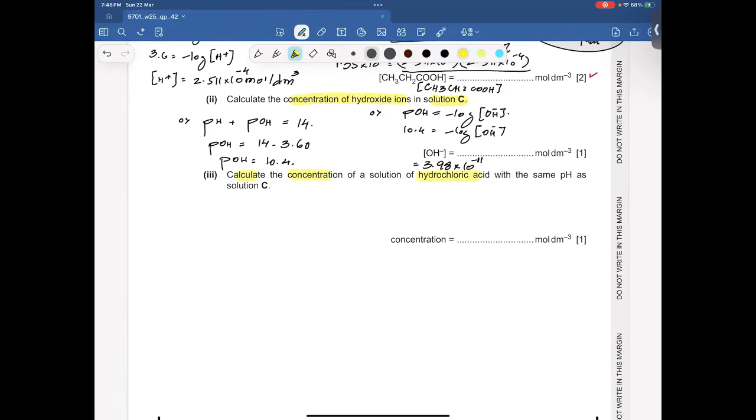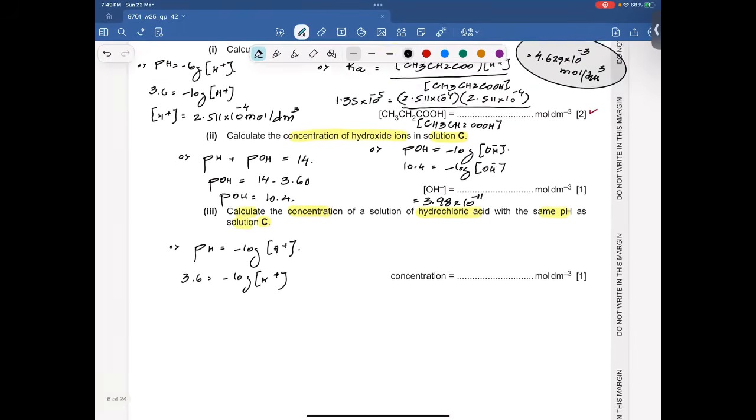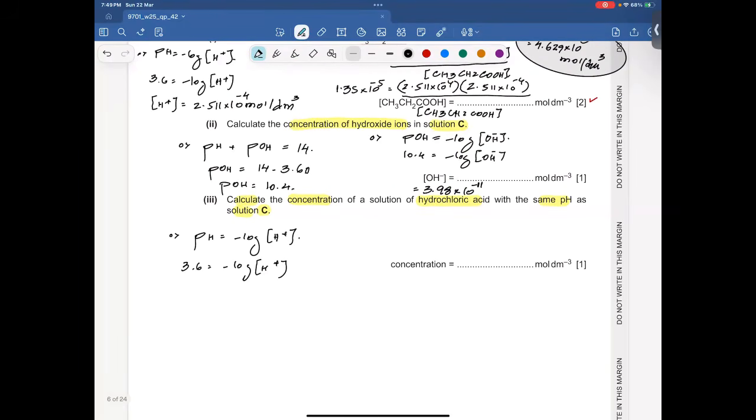Calculate the concentration of a solution of hydrochloric acid with the same pH value as solution C. Well, that's very, very easy. We have a pH value, which is 3.6. Using this pH value, I can get the concentration of hydrogen ion, which is the same value we calculated in part B 1: 2.511 times 10 to the power minus 4 mol per dm cubed.